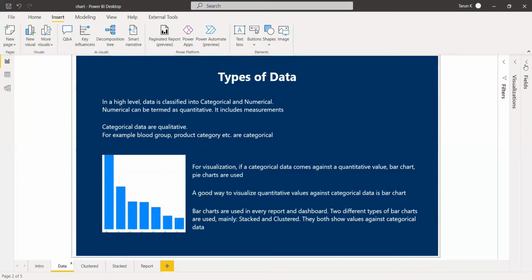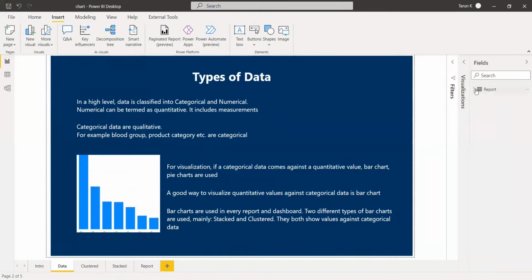It includes all the measurements, and categorical data are like qualitative. The example of numerical data, if you take a case of the data here, these are called numerical data: unit price, quantity, even order ID can be considered as numerical data. But this quantity and the unit price are numerical data. Most of the data in a fact table will be numerical data.